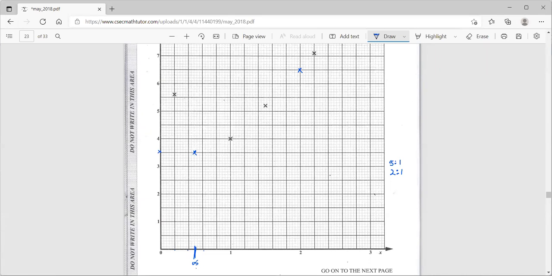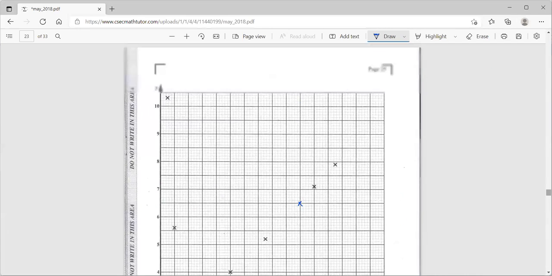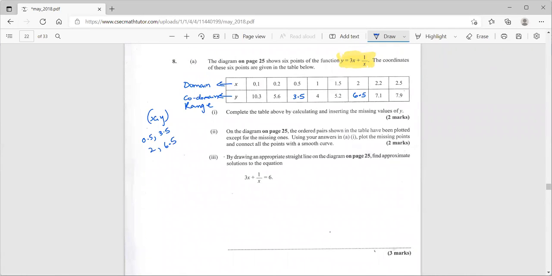No, it would not be. It'll be a curve, because of what they told us. Yeah, so it's a smooth curve. Except the missing ones using your answer with a smooth curve, right? So pay attention to what the question is asking you to do.